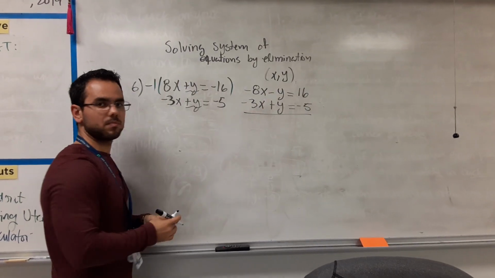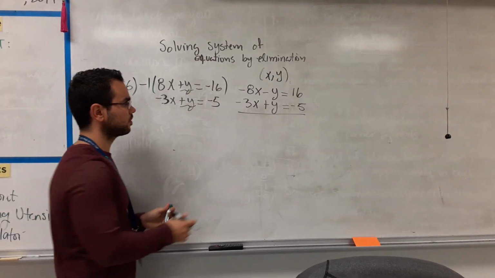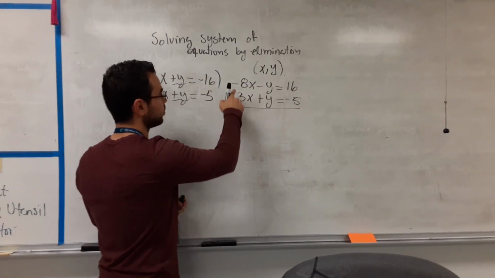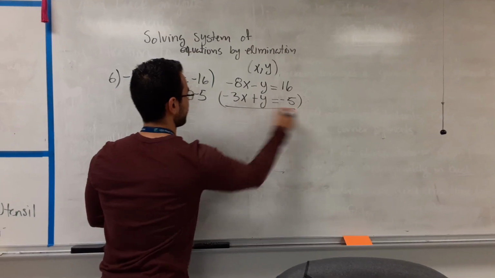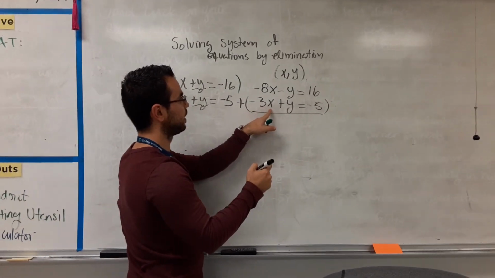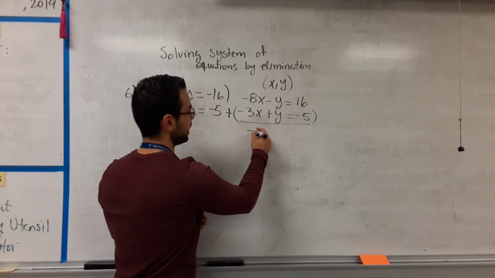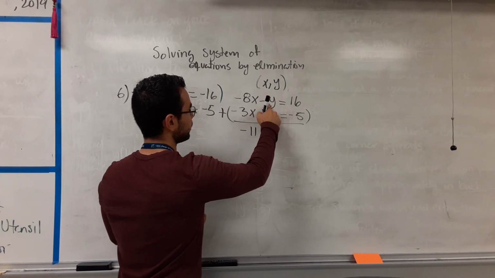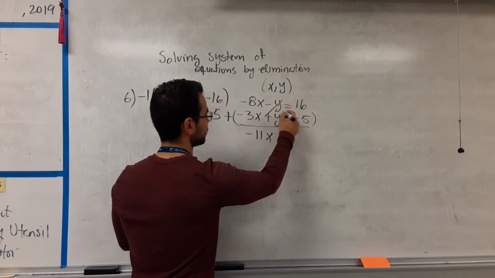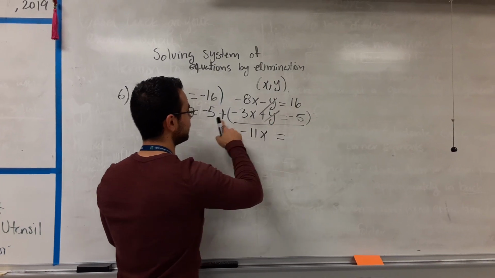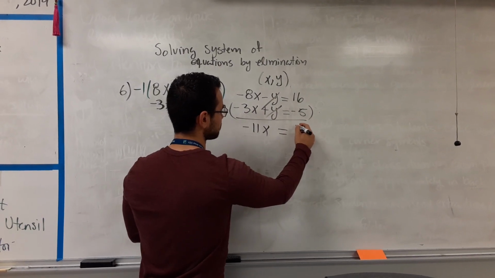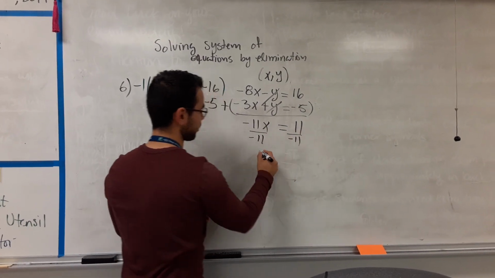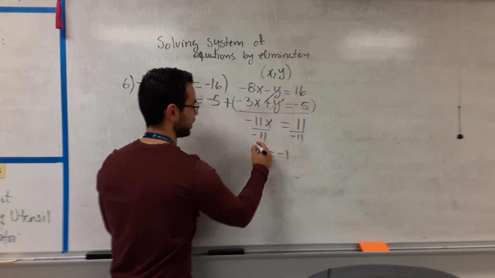Now that I have found opposites, I'm going to combine my equations. I'm adding vertically one more time. So it will be -8x plus -3x, that is -11x. Negative y plus positive y cancels out. And 16 plus -5 is also, well, it's 11. When I divide by -11 on both sides, x gives me -1.